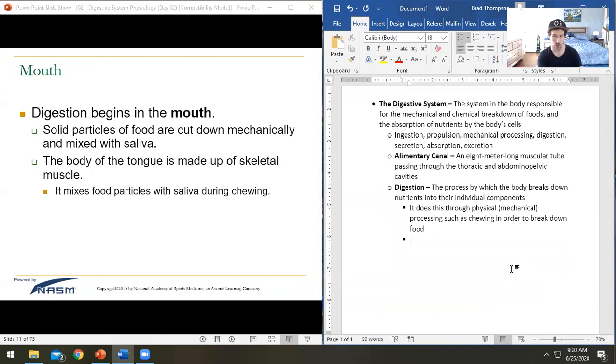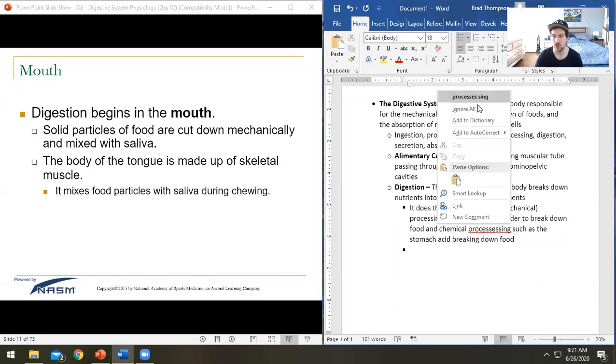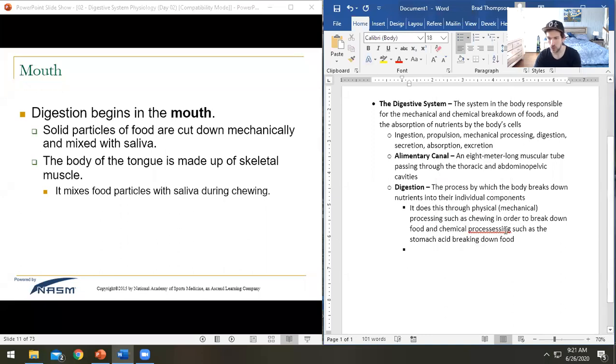And then you've also got chemical breakdown, right? Chemical processing, such as the stomach acid breaking down food, right? So those are the two ways that you are breaking down nutrients.